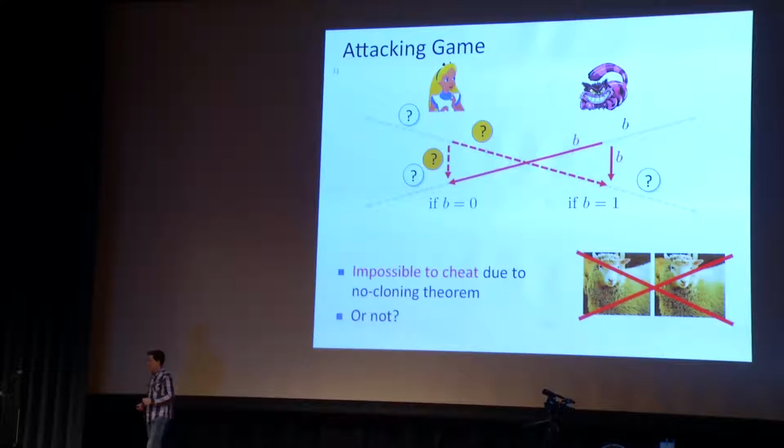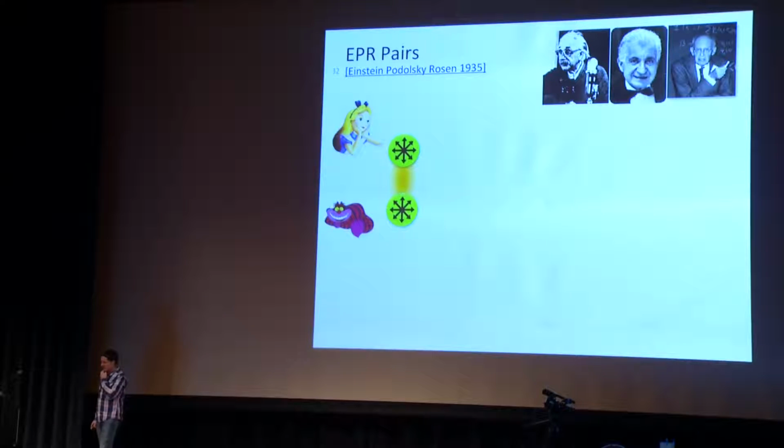So this was quite a blow. I mean, we thought, no, that cannot be. And in order to understand how to break this protocol, I need to explain to you two more things. I need to explain to you what EPR pairs are, because Alice and Bob need them as a kind of magic resource in order to do that.